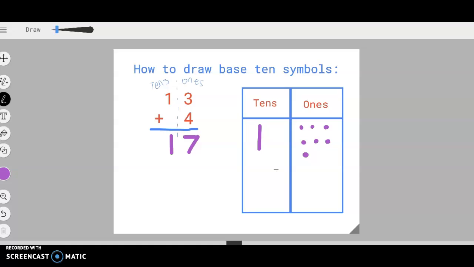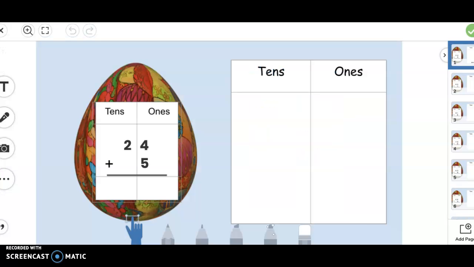This is what you guys are going to do on the Seesaw page. So your Seesaw activity will look like this today. And you have a nice colorful Easter egg, and you have your addition problem on your left, kind of like what I just showed you. And you have a chart on your right to practice drawing your base 10 symbols.